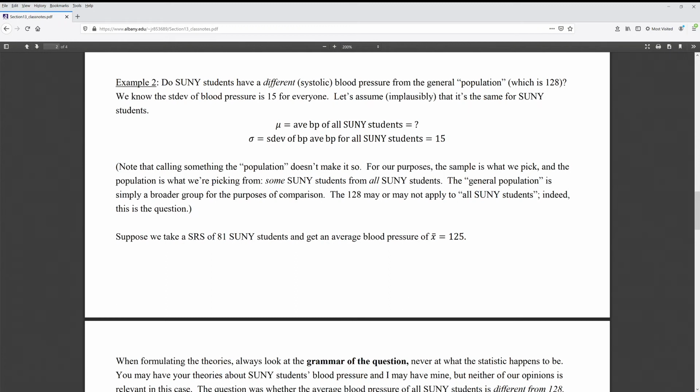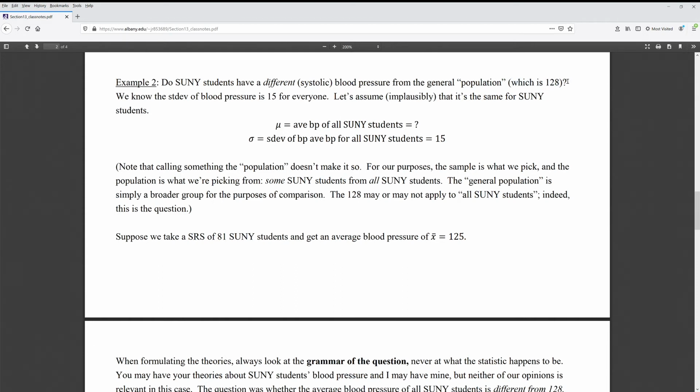Part 2 of Section 13, two remaining examples. Example 2: do SUNY students have a different systolic blood pressure from the general population? We'll take for granted that the average blood pressure of the general population is 128.